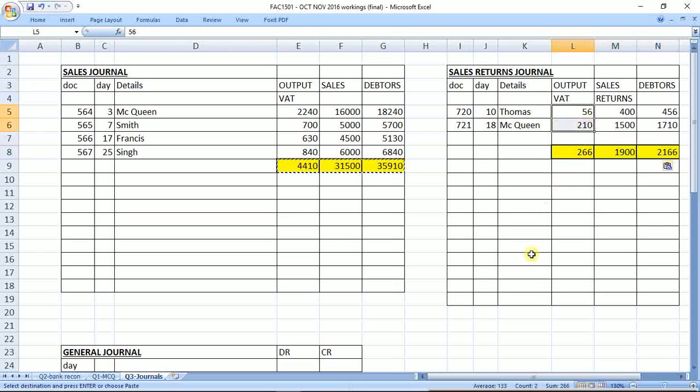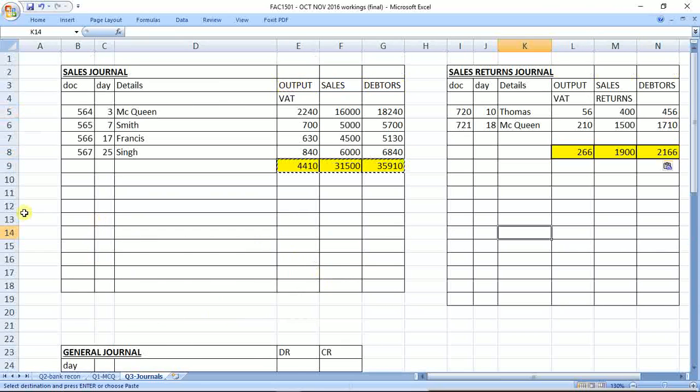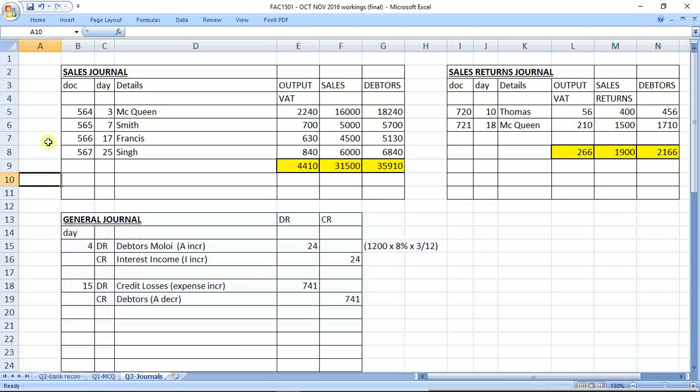Is that the sum? Yeah, 266. And then here you don't add up. That's it. I think the workings there were mainly for your calculations. That's the bit.